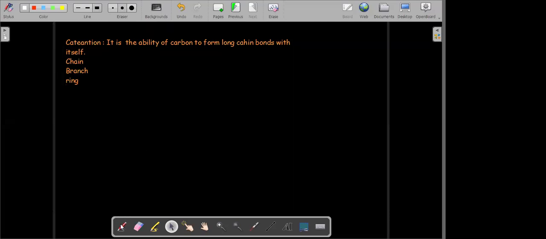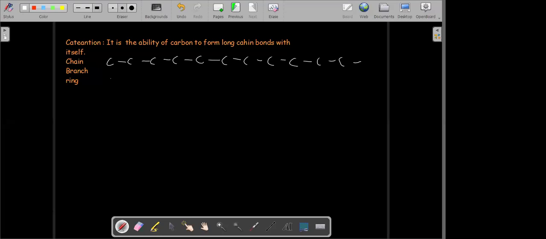So with the help of catenation, carbon is able to form all this. Carbon is able to form a chain. So there will be a long chain of carbon atoms linked to each other. There can be hundreds or thousands of carbon atoms linked with each other. So such are the chain compounds of carbon.